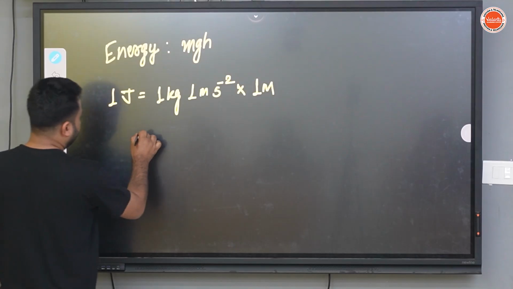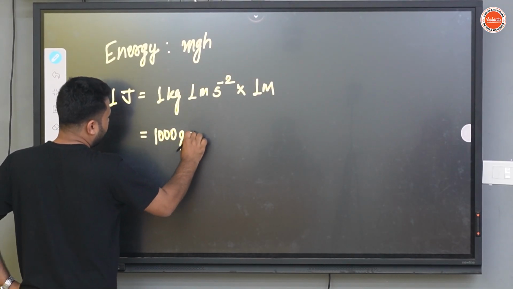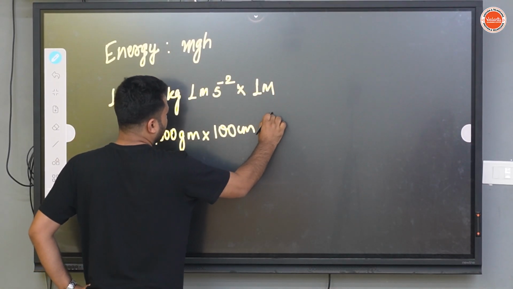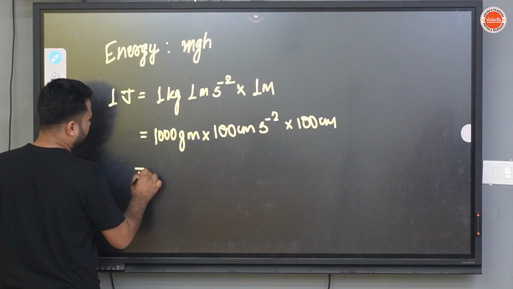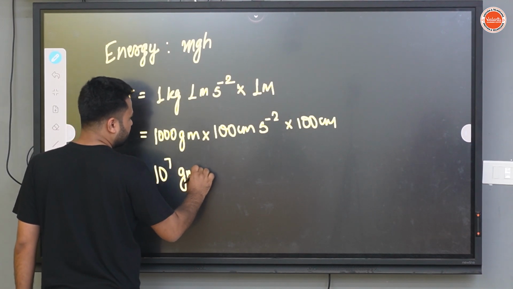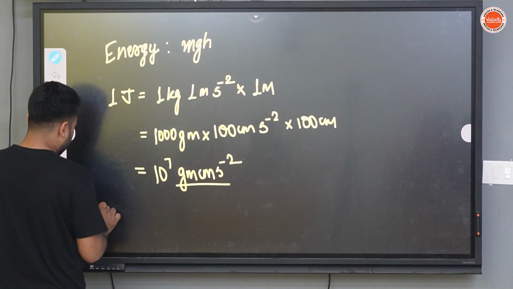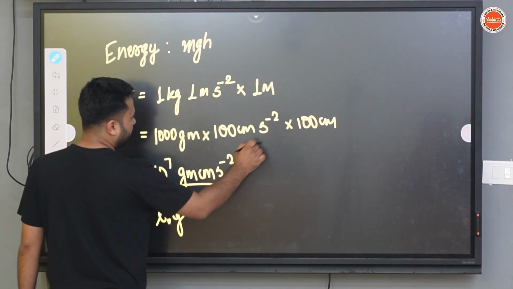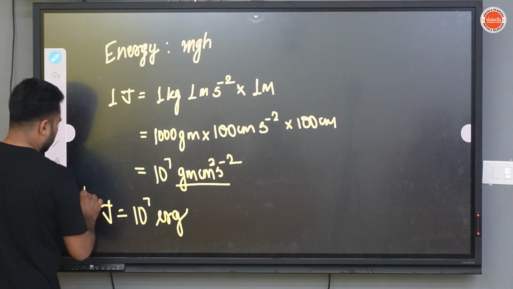Now see, 1 kg we can further write 1000 gram. Again 1 meter, 100 centimeter per second square. Again 1 meter, 100 centimeter. So this is coming 10 to the power 5, 10 to the power 7 gram centimeter per second square. And this CGS unit they are saying erg. So 1 joule equals to 10 power 7 erg. Okay, correct?